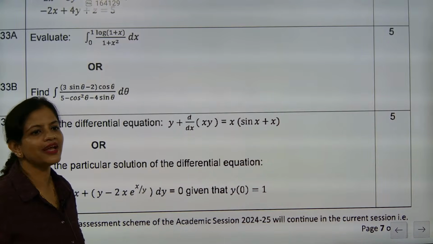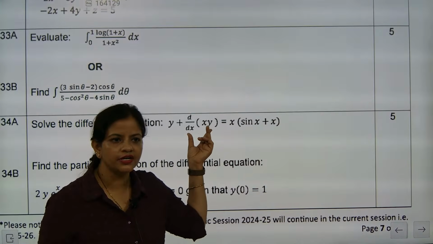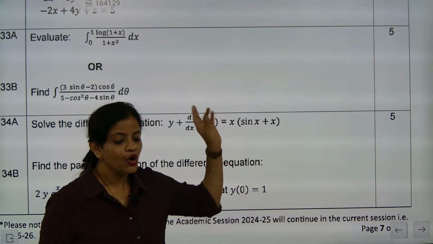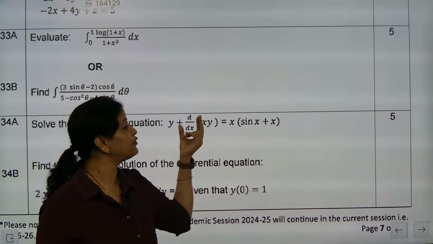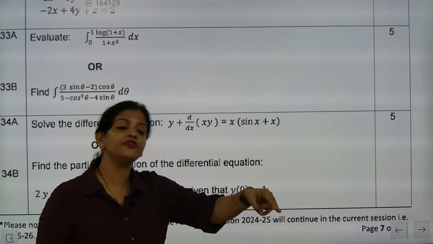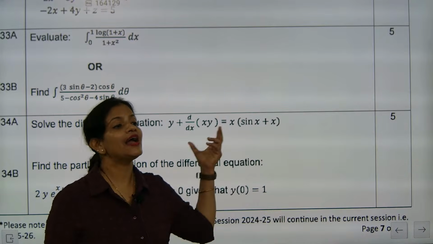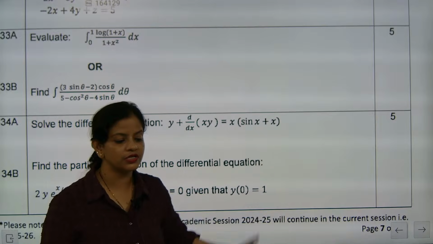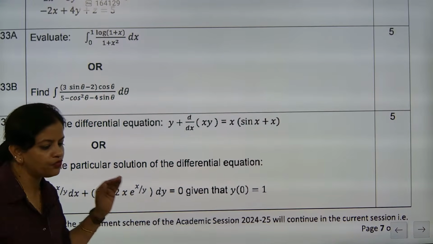Students will get confused that in the NCERT book nothing like this is written. But what is the first work you have to do? First, you have to differentiate. After differentiation, you release y, and then it is an integrating factor related question. Understood or not? So you have to solve like that.